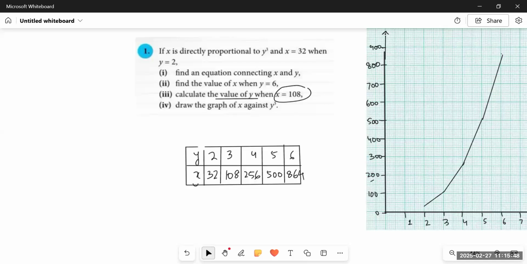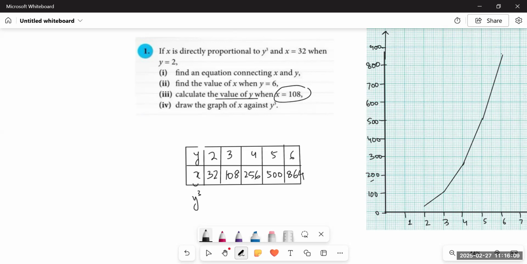So in question number 1, we basically have drawn a graph of x against y, not y cube. So we have to make a correction over here by taking the values of y cube first and then drawing this graph for x against y cube. How can we do that? We will simply take the values of x and y. We will cube y over here.